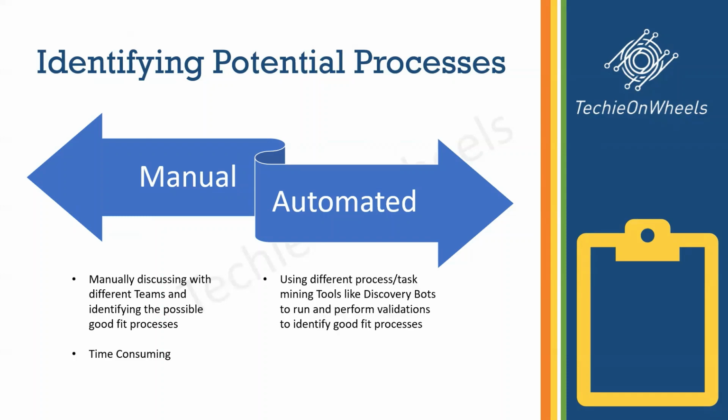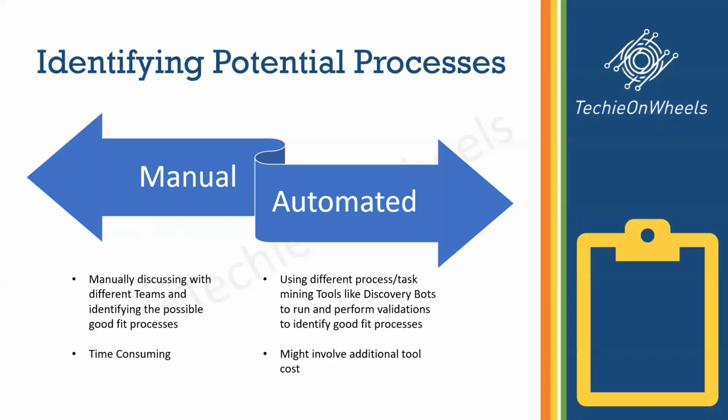The other one is automated. When I talk about the automated identification of the process, there are many different tools and mining tools in the market today, like Discovery Bot. There are so many which can be set up in the background, and whenever the SME performs their task, it captures those steps at the backend to perform some validations against the rule set to identify if this process is a good fit or not.